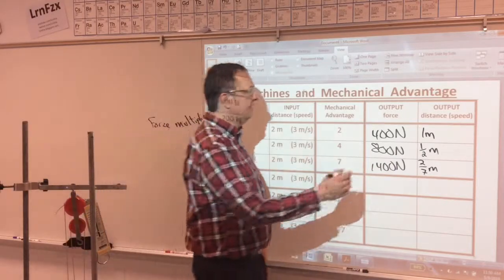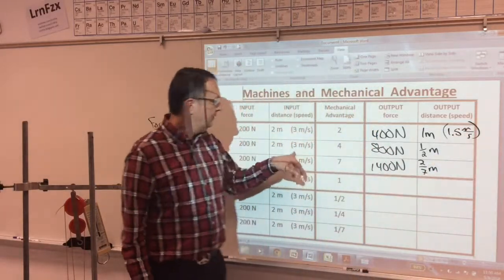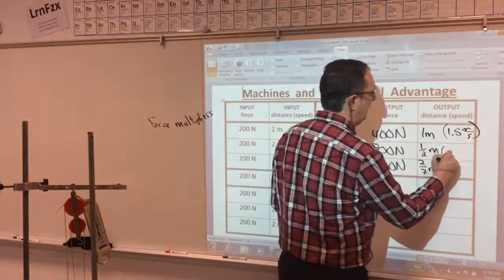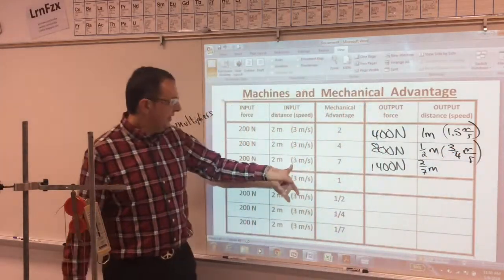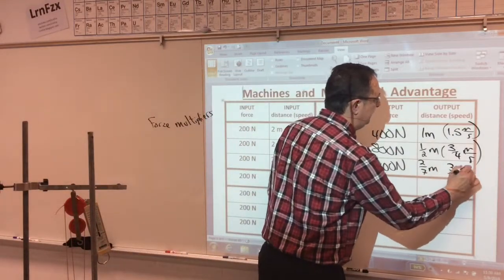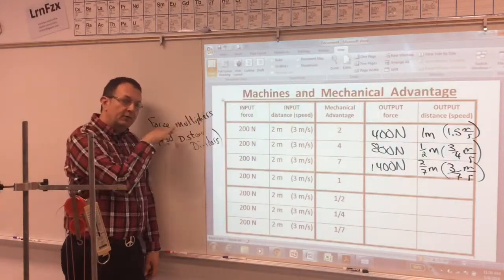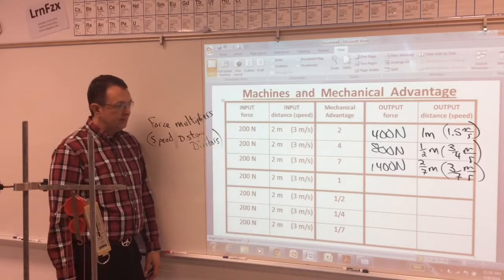Half of that speed, this is 1.5 meters per second. 3 meters per second input speed divided by 4 is 3/4, or 0.75. 3/4 of a meter per second. And then finally 3 meters, 3/7 of a meter per second. So it's pretty small. These top 3 are force multipliers and speed and distance dividers. You can tell by looking at those numbers.